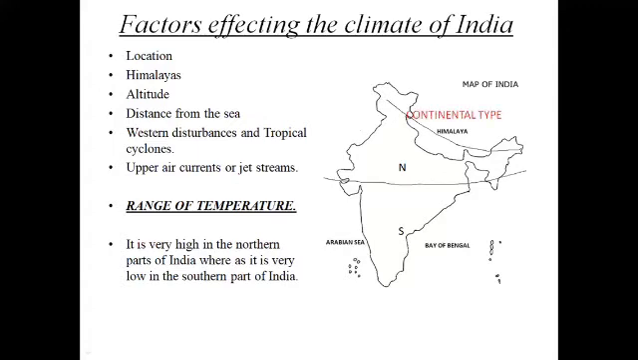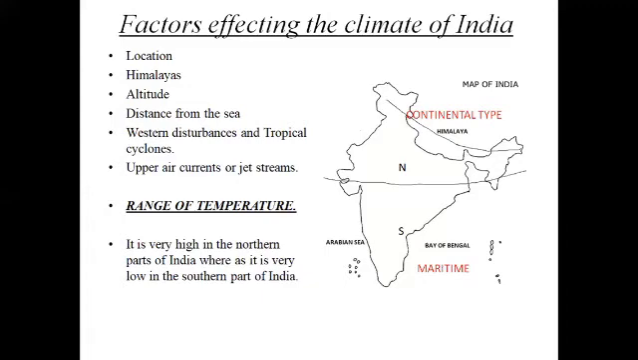Westerly jet stream and easterly jet stream. Now, the westerly jet stream enters through Punjab and Haryana, whereas the easterly jet stream enters from the northeastern region. The westerly jet stream occurs over 25-degree north latitude.